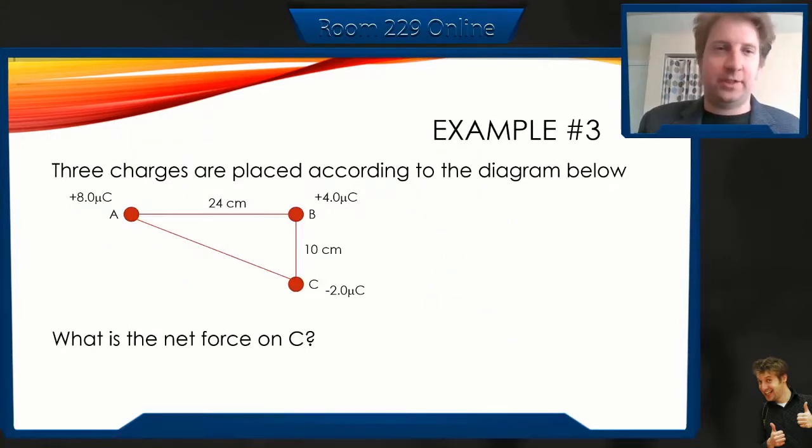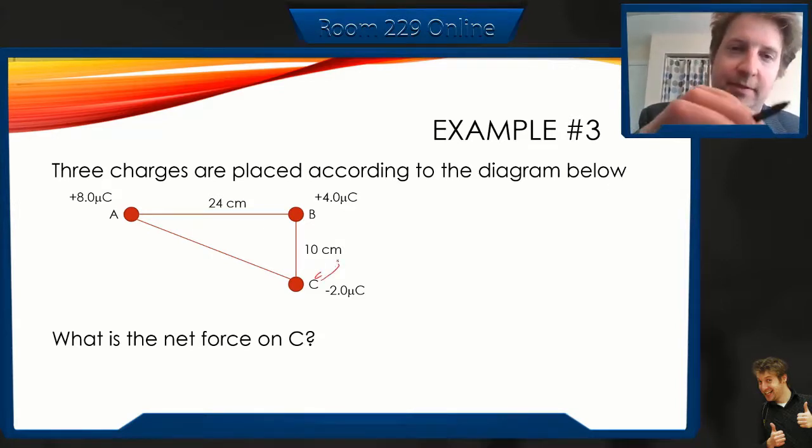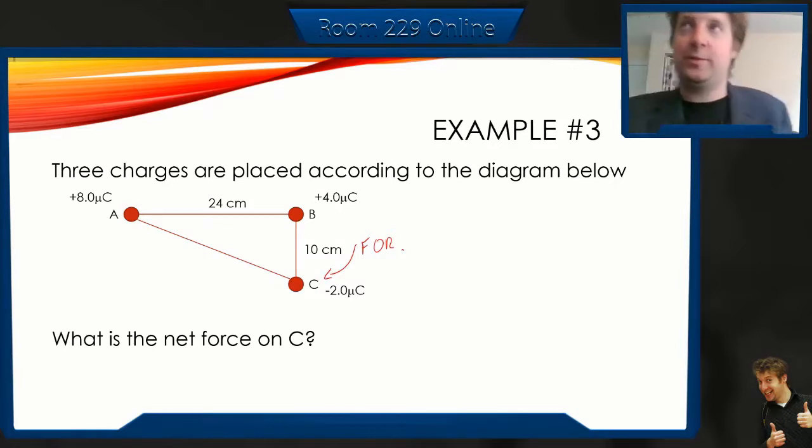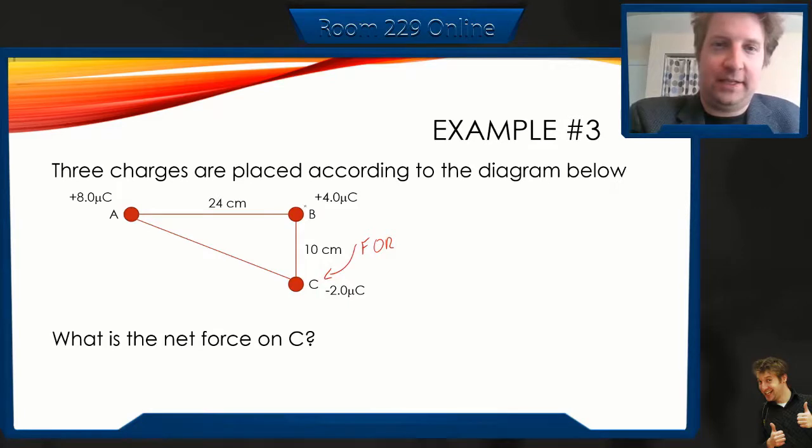Okay, so let's try this one. This is a little bit more complicated because there's 3 charges now. Okay, so I have this charge C. This is my frame of reference. Let's think about it before anything happens. Okay, so we know that this is a negative charge at C, and it's going to be feeling an effect of this positive charge B.